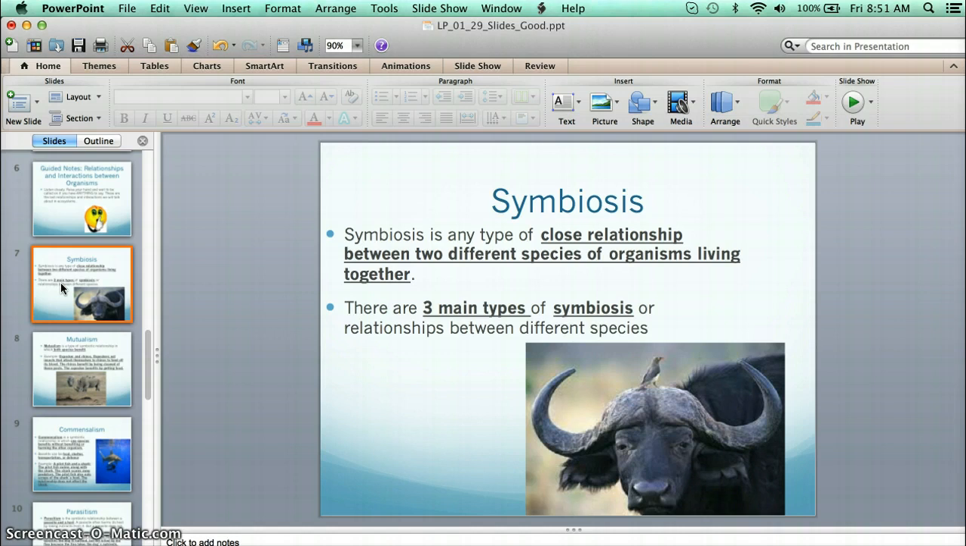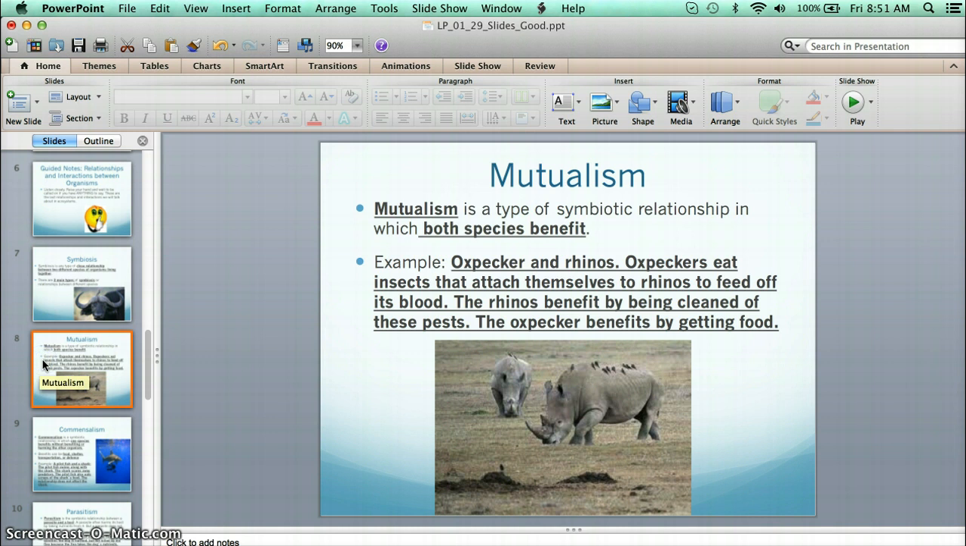There are three main types of symbiosis, or relationships between different species, that we're going to look at today. There are other ones as well, but these are the main categories of symbiotic relationships. Usually a relationship between two species will fall into one of these three groups. The first type of symbiotic relationship that we're going to look at is mutualism.